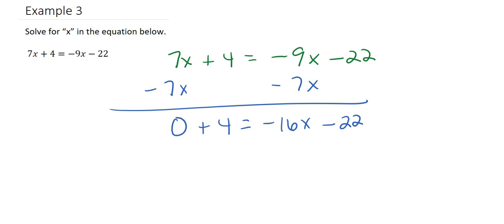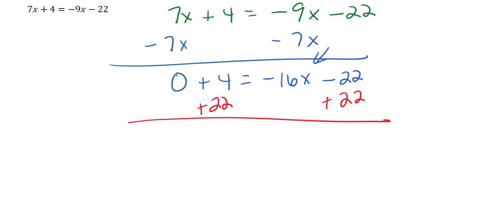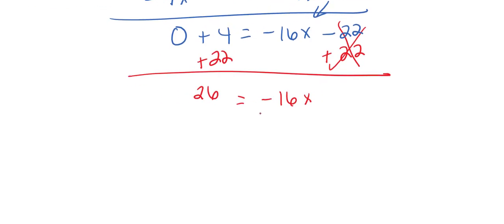Now our next step is to get x more by itself. Since we subtracted the x's on both sides, now we're going to take care of just the numbers. We can do this by adding 22 to both sides. On the right-hand side, this just becomes 0, so we can just bring down the negative 16x. Now we have 4 plus 22, well, that's 26. So what would be our next step? Our next step would be to divide by negative 16 on both sides.